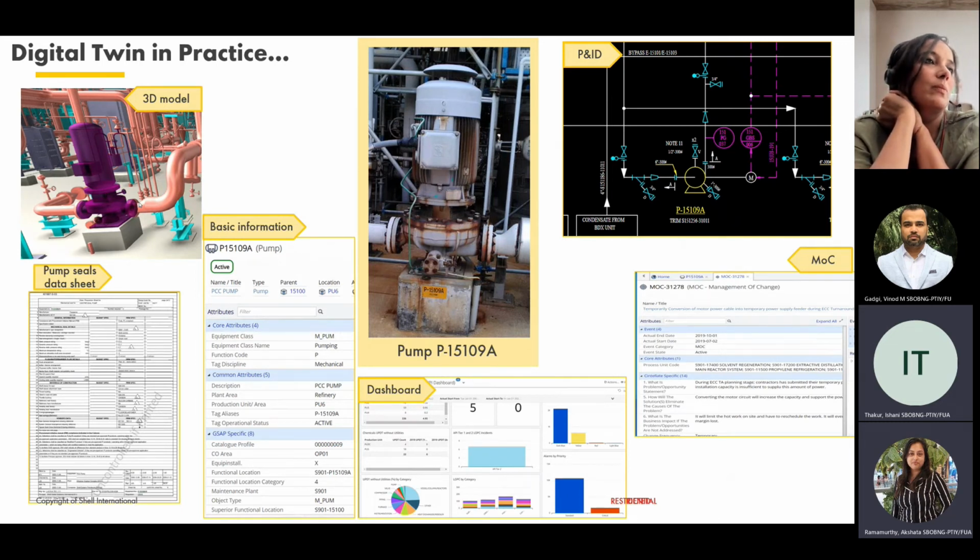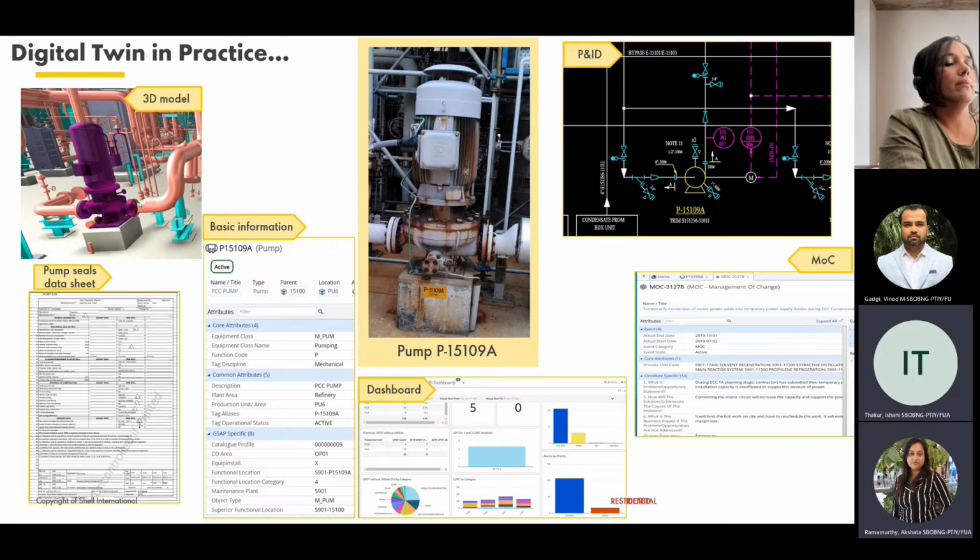So this slide talks about an example of digital twin in practice. If we see the pump number here, P15109A, this is the unique identification number that we talked about earlier. This is like your Aadhaar number. For this particular pump at a site, we have provided this as the Aadhaar number. If we go from the left-hand side, we have the 3D model here. So the 3D model is the Kongsberg portal's screenshot. In the Kongsberg portal, this is how this particular pump will look. And once you click on it, we have the basic information.